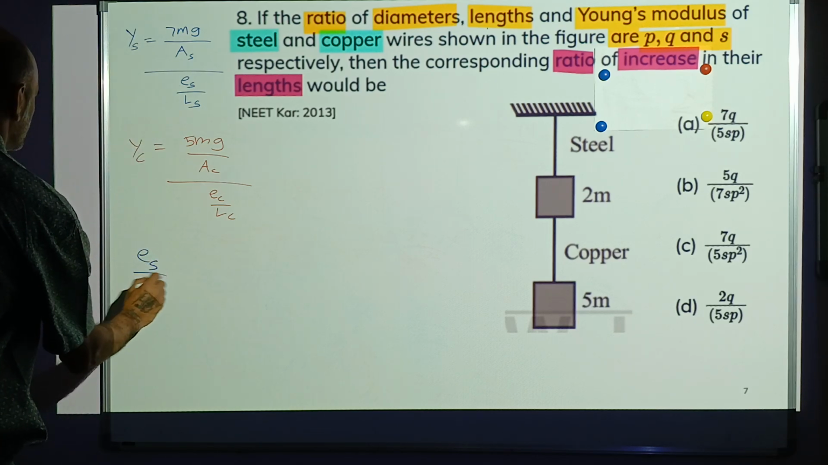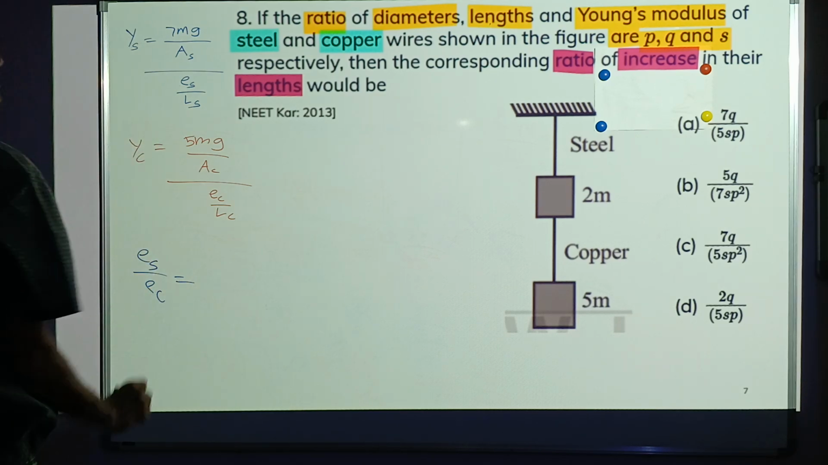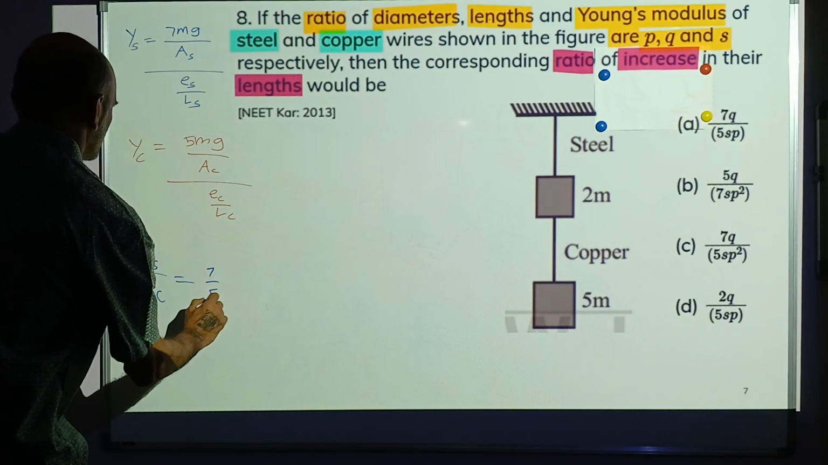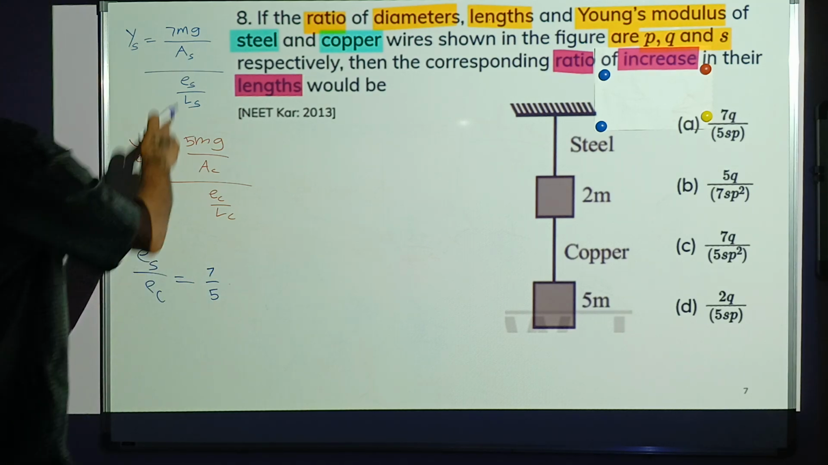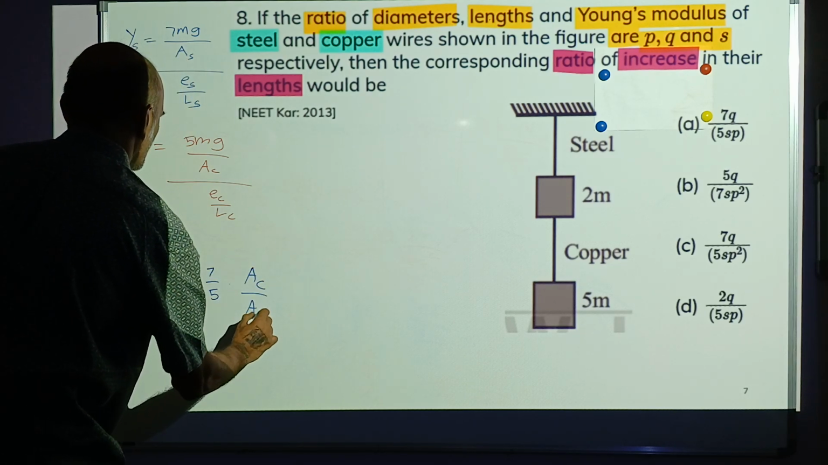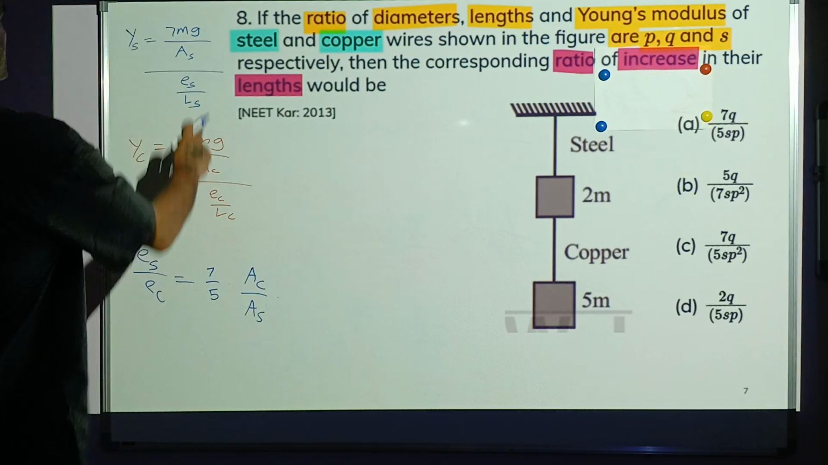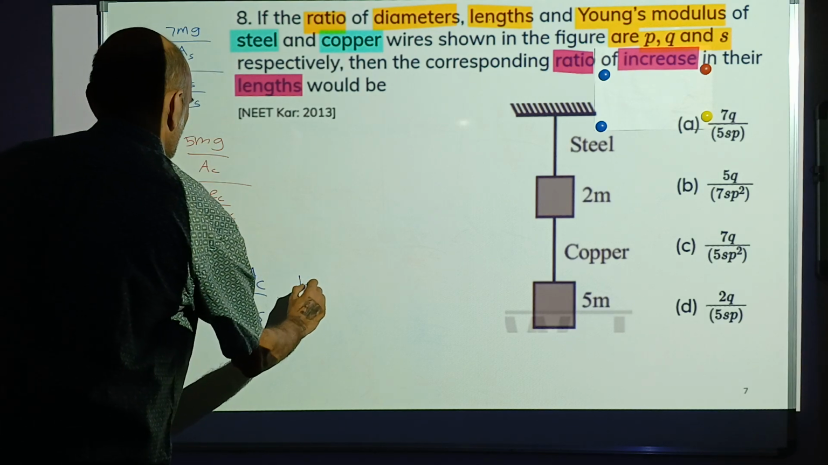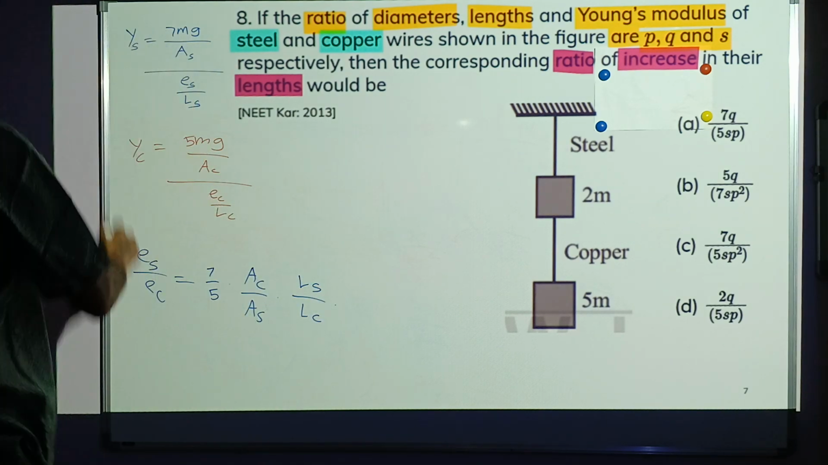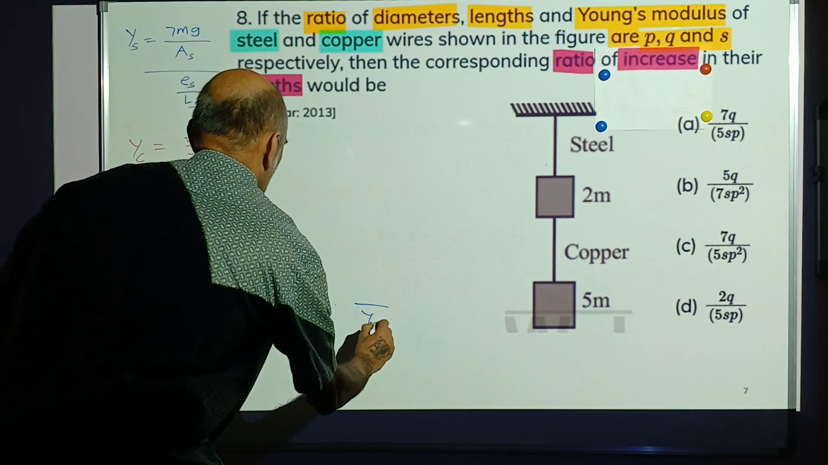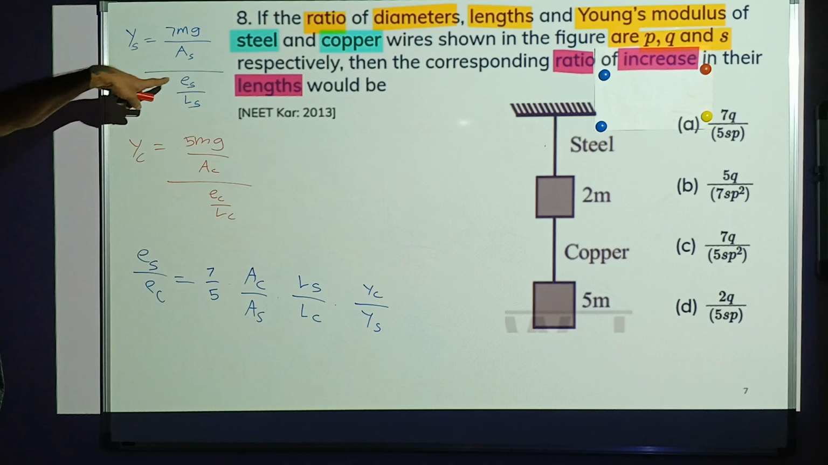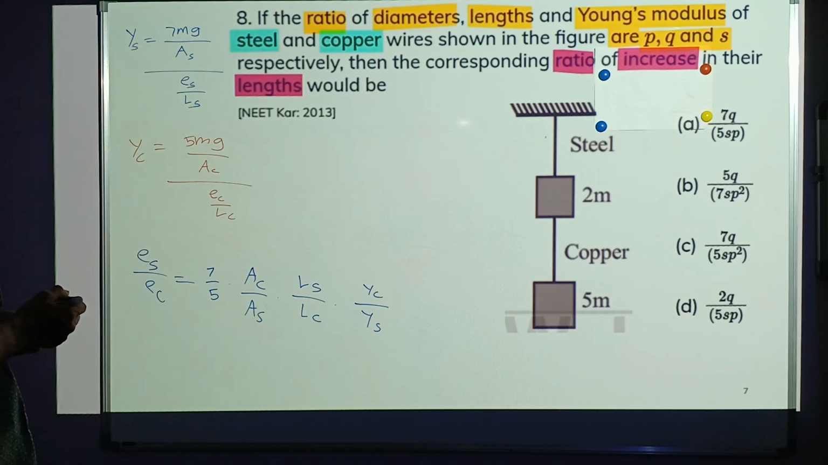So that will give E_S by E_C. mg will cancel. 7 by 5. A is at the bottom, so A_C by A_S. And then L_S will go up, L_S by L_C. And then Y_S is coming down. Simple manipulation. Divide these two after taking this E on the left side.